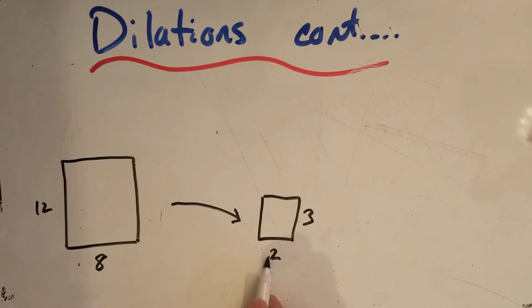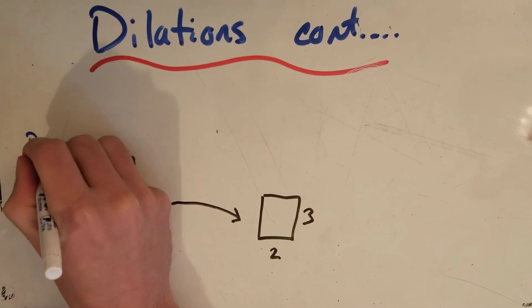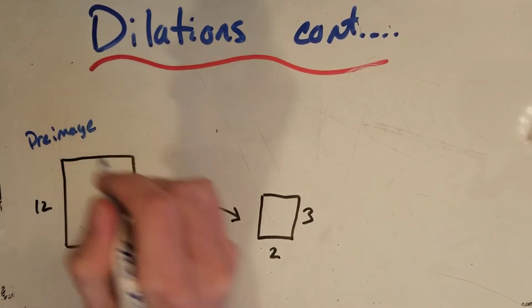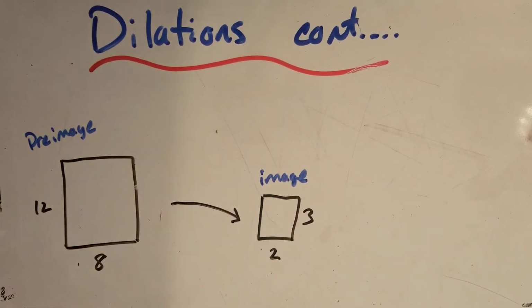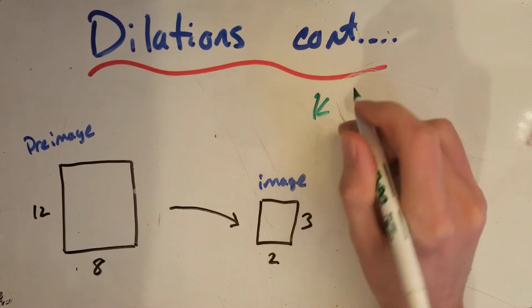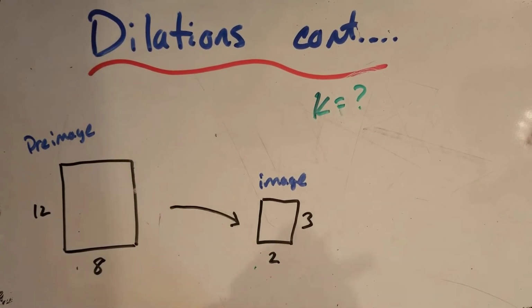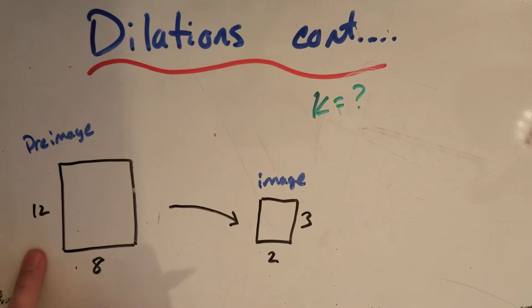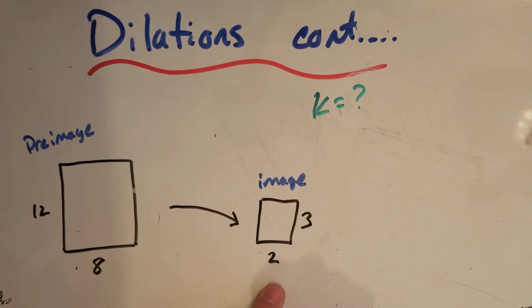So we're going to start here, we're going to finish here. In terms of the images, this would be your pre-image. It's where you're starting, and this would be your final image. When you're trying to find what scale factor took place, now you're not given the scale factor, you're looking for what K is. What you can do is take your pre-image and your image and divide to find the scale factor. But you need to see what corresponds with each other first. The longest side on the pre-image corresponds with the longest side on the image. So 12 will go with 3 and the 8 will go with 2.